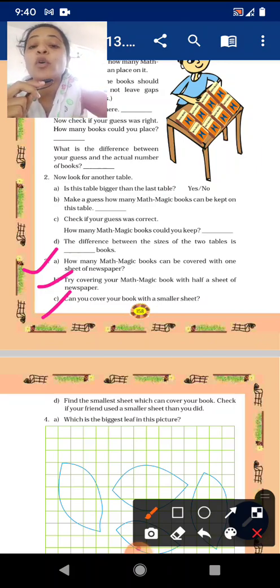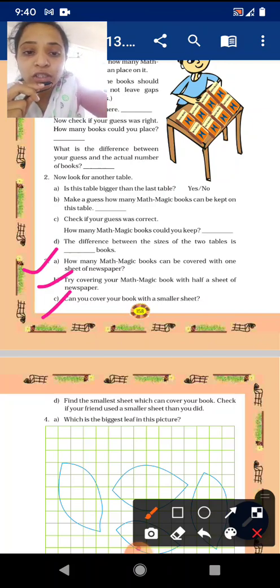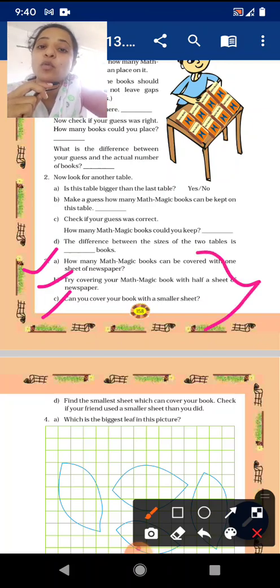If the book is big, then we need sufficient paper to cover that, okay. If the book is small, then we can cover it with a small sheet. But if the book is large in size, then we have to take a large paper. So these all 3 questions depend on the situation, whether the book is big or small. They are talking about the maths magic book, right? That means it's big in size.